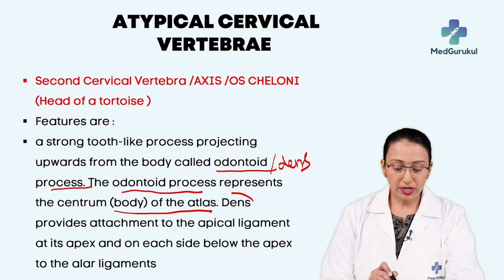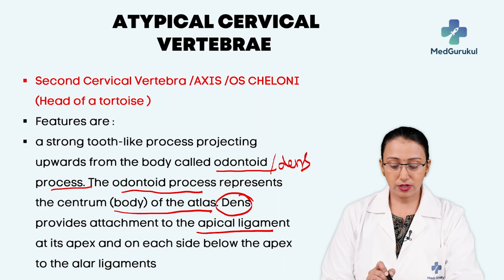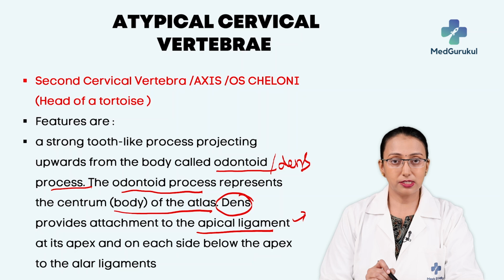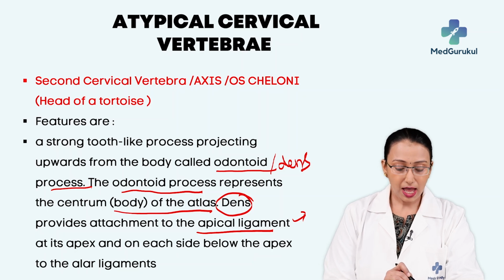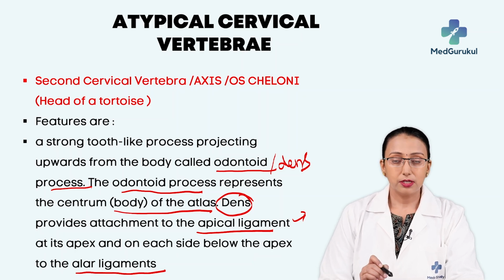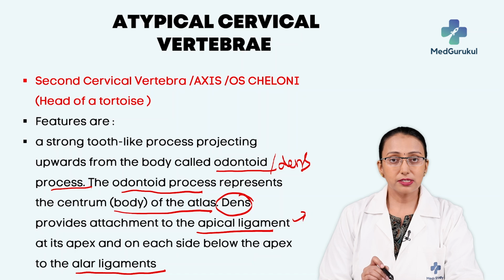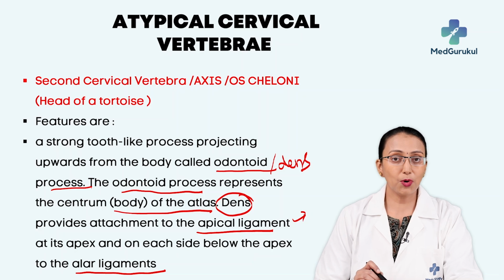The dens provides attachment to what structures? We need to remember this as a spotter. It is the apical ligament of dens, and also the alar ligaments. So, the apical ligament of dens and the upper band, or the upper cruciate band, of the alar ligaments are the attachments to the odontoid process or the dens. So, this would be a spotter question.